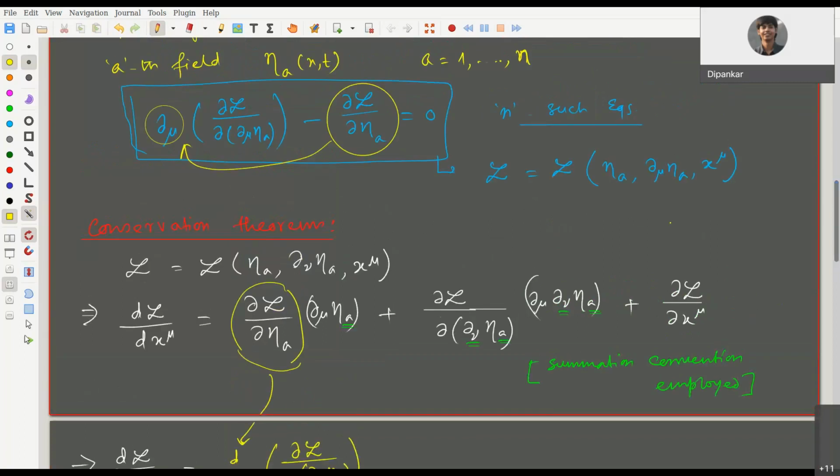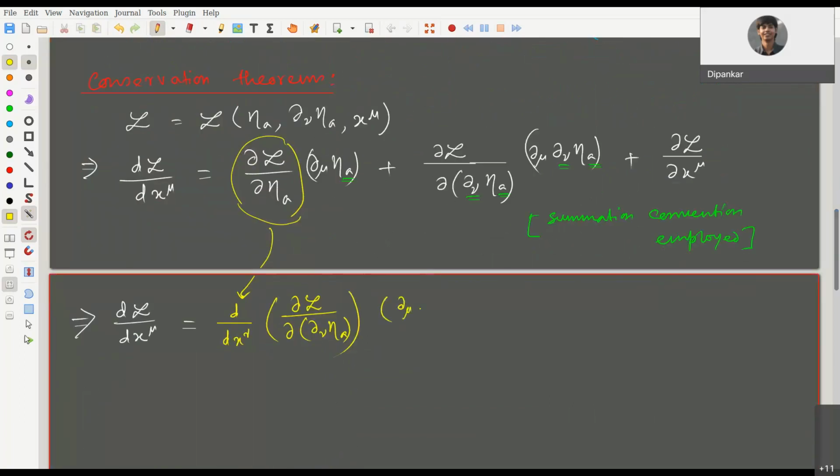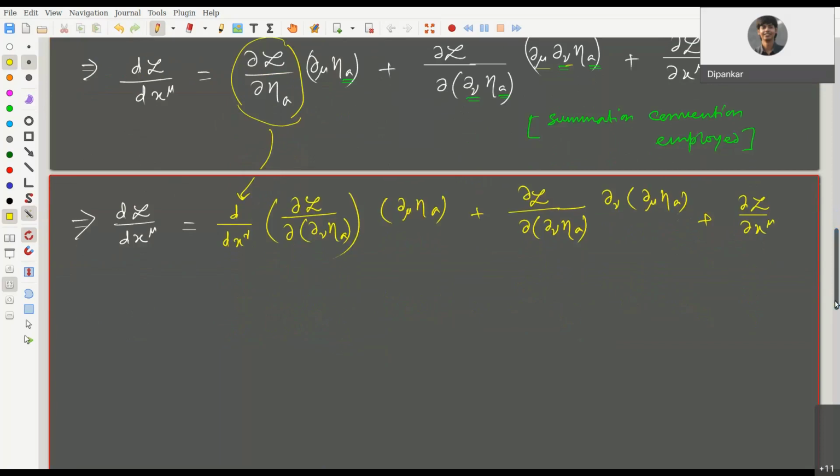So basically from here I am replacing the dummy index mu by nu. That's the thing I am using here. And then del mu eta A plus, now you have to be careful. So this is del L del of del nu eta A, and then again I interchange this mu and nu, reverse the order, it doesn't matter. The del nu of del mu eta I can write plus del L del x mu. Okay.